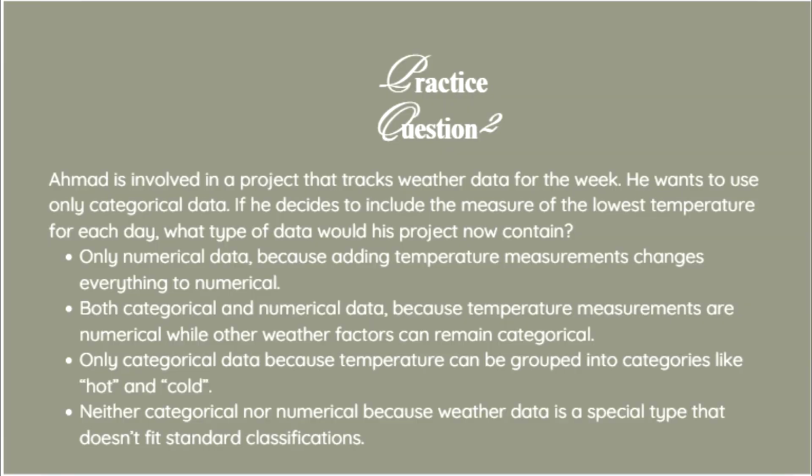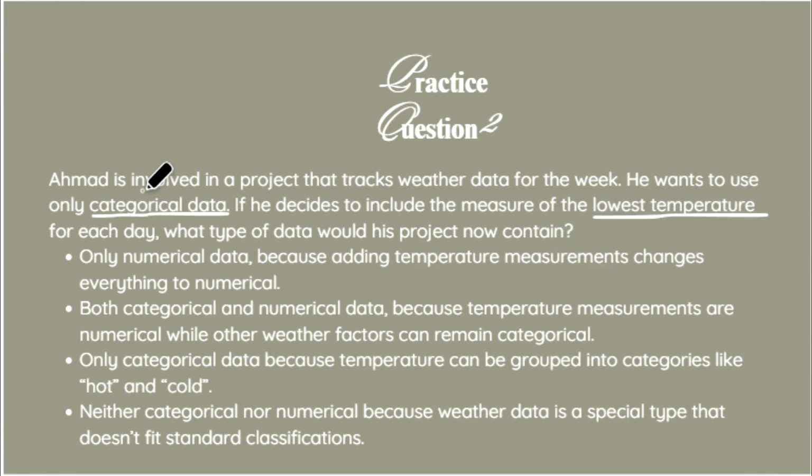Okay. Here's practice question 2. These are at the end of the lesson, so you want to write these answers down and save them for when you actually go in and do your lesson. Ahmad is involved in a project that tracks weather data for the week. He wants to use only categorical data. If he decides to include the measure of the lowest temperature for each day, what type of data would his project now contain? Pause it, figure it out, come back.